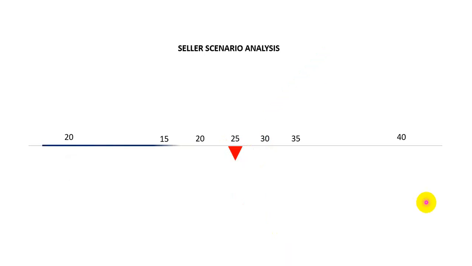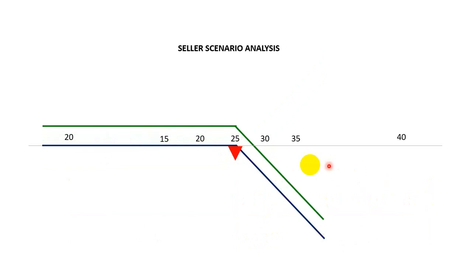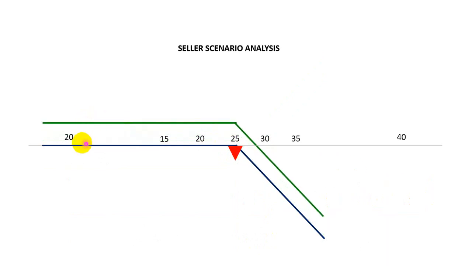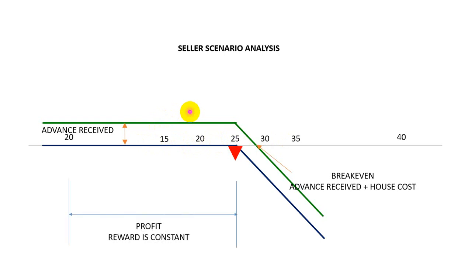Similarly, for the seller, if you see, he is getting 5 lakhs as long as the price stays below 25. So this part you can ignore it. At 15, 20, 25, he will get profit, which is nothing but the advance received. Beyond that, what is happening? His profit is getting reduced. After that, he will enter into loss.